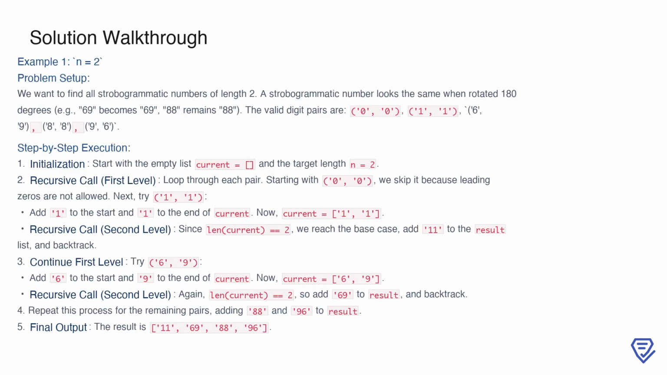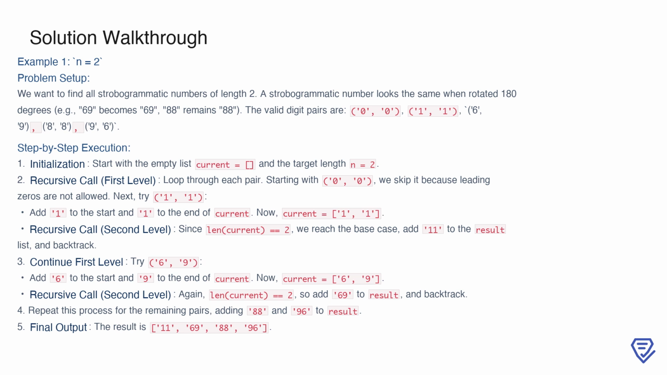To solve the problem of finding all strobogrammatic numbers of length 2, we start by understanding what makes a number strobogrammatic. These are numbers that look the same when rotated 180 degrees, such as 69 or 88. The valid digit pairs for this are 0 paired with 0, 1 with 1, 6 with 9, 8 with 8, and 9 with 6. Now, we initialize an empty list, current, to build our numbers, and set the target length n to 2.